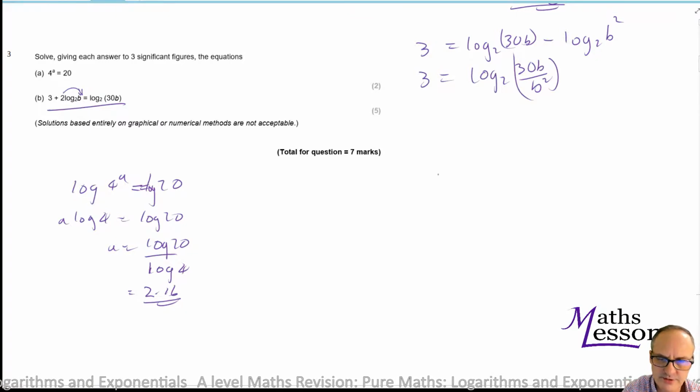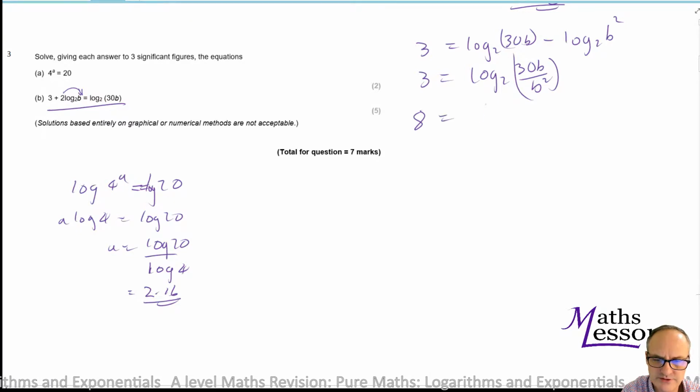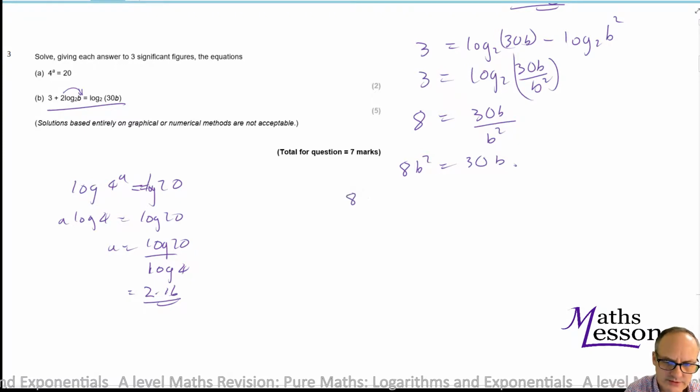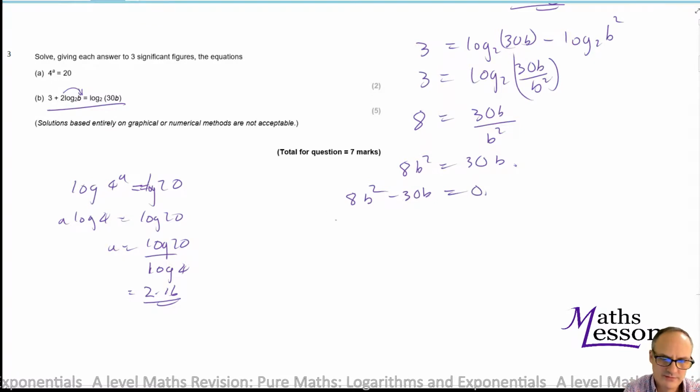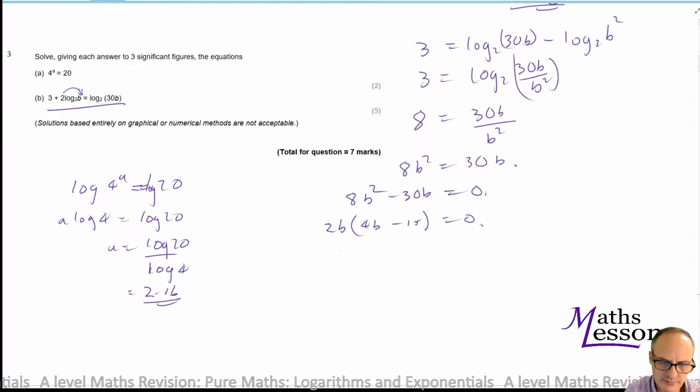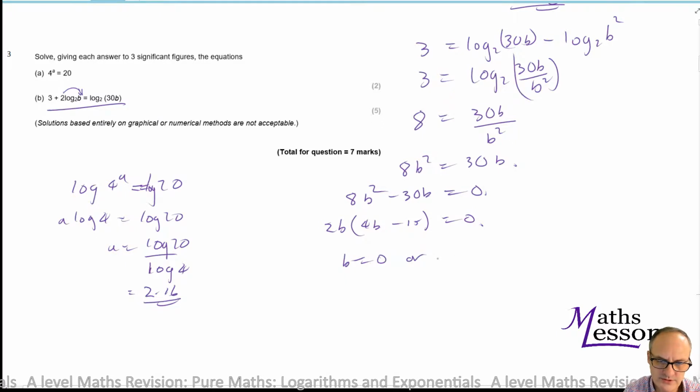And then I can just raise both sides to the power 2. So we get 2 cubed on this side, which gives me 8 equals 30b over b squared. Times that by b squared, I get 8b squared equals 30b. Subtract 30b from both sides, I get 8b squared minus 30b equals 0. What's the biggest factor I can take out? I can take out 2b. And I'm left with 4b minus 15 equals 0. So therefore, b equals 0, or it's going to equal 15 over 4.